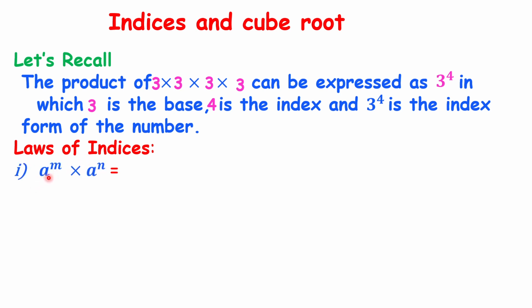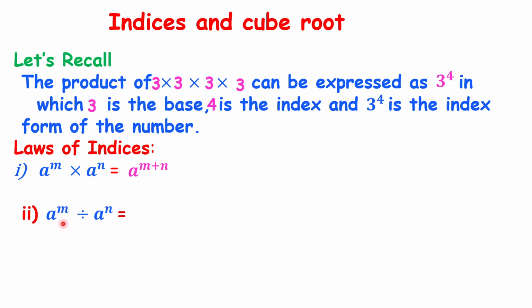First, a raised to m into a raised to n. Here base is same, a is the base and m and n is the index. If the base is same and index are different and there is a multiplication in two terms, then a raised to m plus n. There is the addition of index.